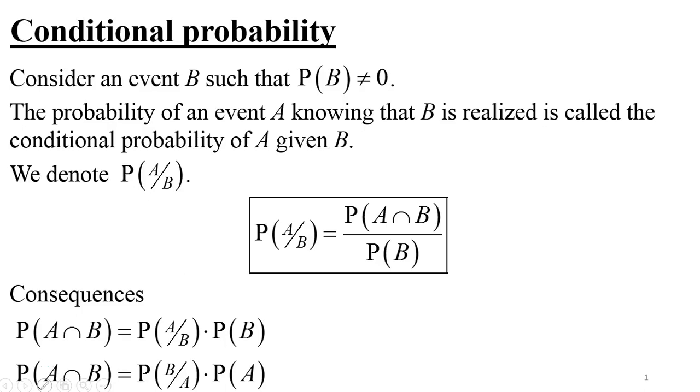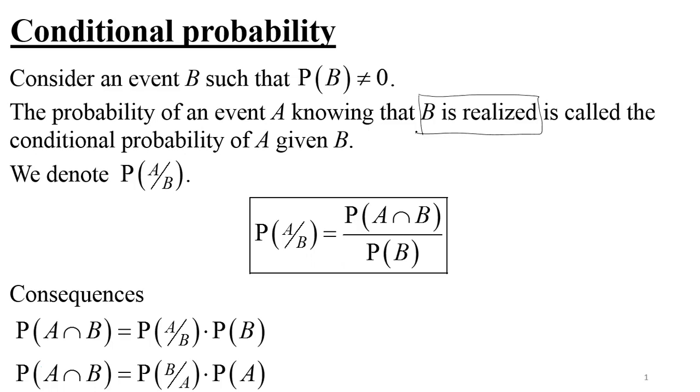Now in this video, we're going to go through conditional probability and independent events. If we start with conditional probability, suppose we have an event B such that the probability of B is different than 0, which means that B cannot be an impossible event. Now, if B is realized, what does that mean? B is realized means that we already know that B has already happened. It is confirmed that B has happened.